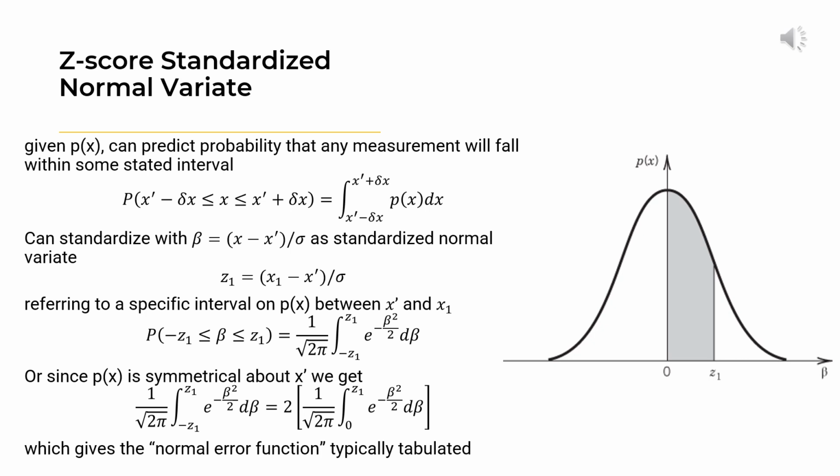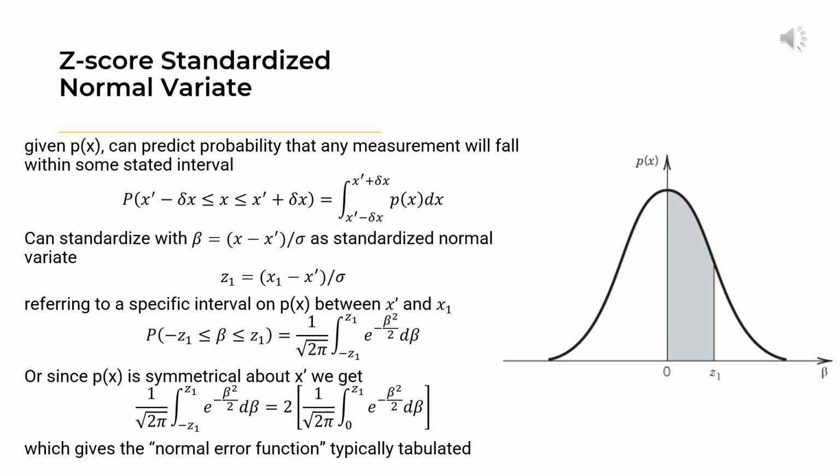This equation is made a little easier by a transformation. If we define beta as x minus x prime over sigma, we call that the standardized normal variate for any value x. We can define z1 is equal to x1 minus x prime over sigma. This is the z variable. It refers to a specific interval on p, the probability density function, between x prime and x1.